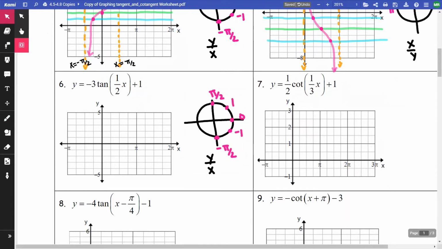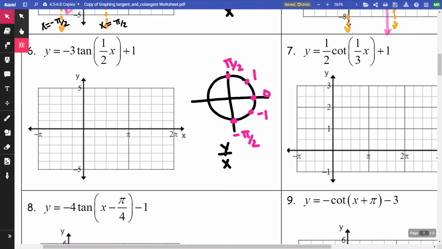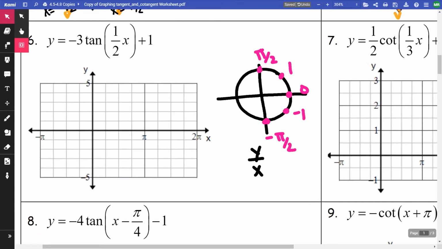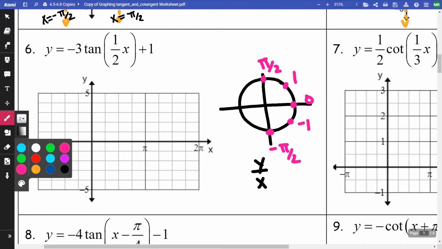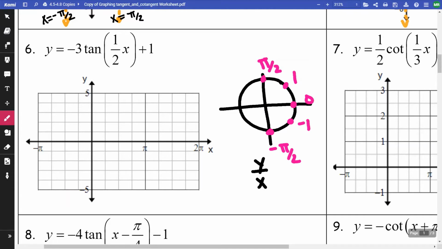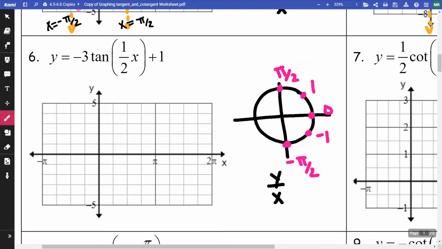Okay. So I want to think about where my tangent is going to be undefined. It's going to be undefined at -pi/2 and pi/2. So for this, if I want to figure out where my asymptotes are going to be, I know that they should normally be at -pi/2.